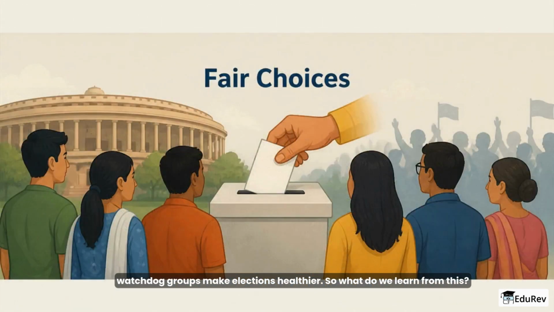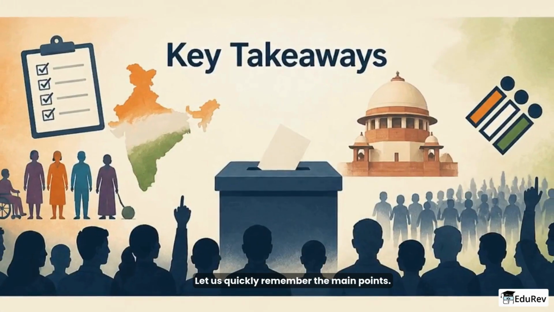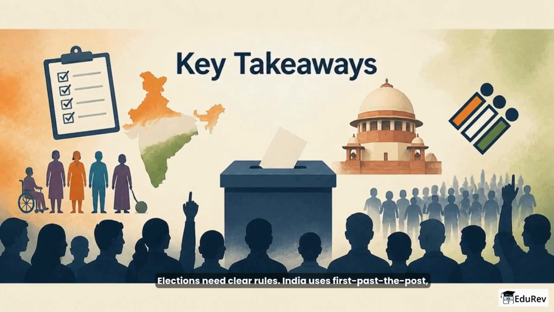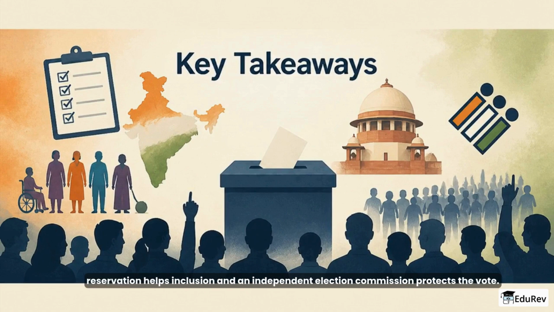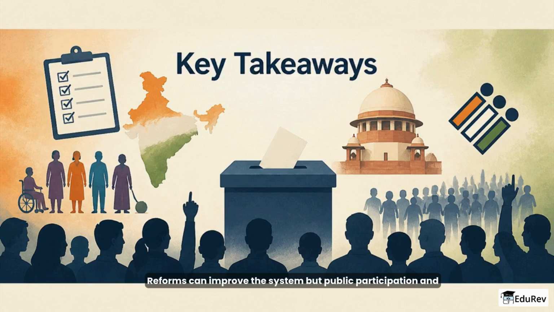So, what do we learn from this? Elections are the core way people in a representative democracy choose leaders, and the rules we use shape who rules and how fair the outcome feels. Let us quickly remember the main points. Elections need clear rules. India uses first past the post. Reservation helps inclusion, and an independent election commission protects the vote. Reforms can improve the system, but public participation and vigilance are just as important.